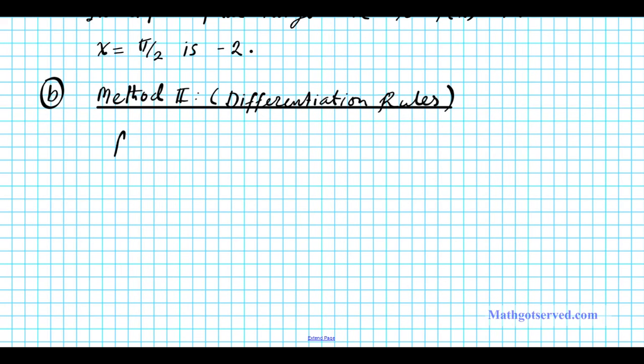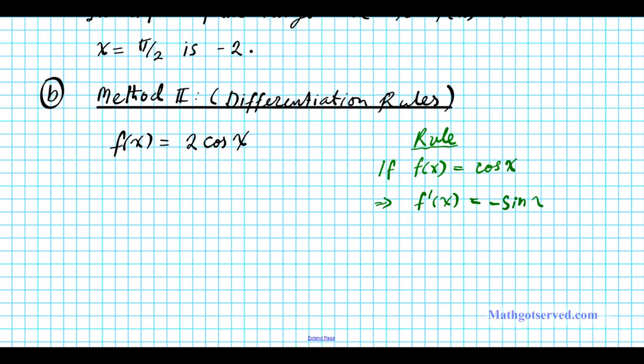So we know that f of x is equal to 2 cosine x. And then what rule are we using? The rule is as follows. If f of x is equal to cosine x, then the derivative f prime of x is negative sine x. That's the rule for differentiating the cosine function. The derivative of cosine is negative sine. So let's go ahead and apply it here.